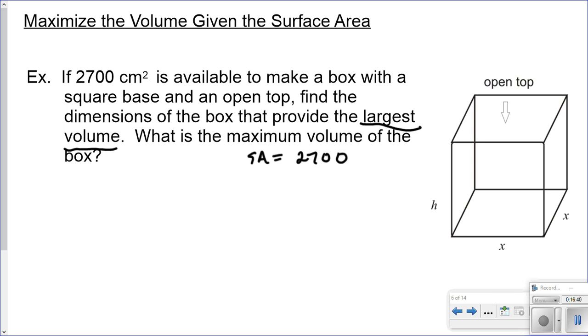And in this particular case, my surface area is, okay, no top on the box, but I've got a bottom, right? I've got a bottom, that's going to be x squared, and I've got four sides, and the side dimensions are x times h. I've got 4 of them, right? So each of my sides is a dimension of x times h, x times h, x times h, x times h, and that equals 2700. Okay, this is my constraint equation.